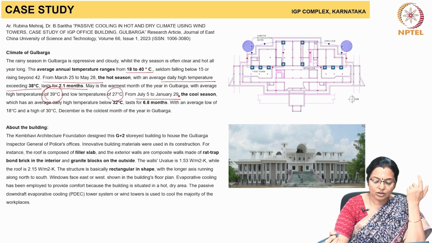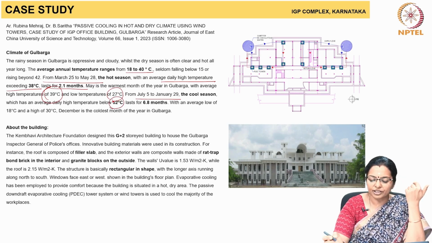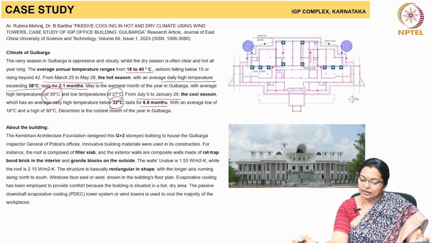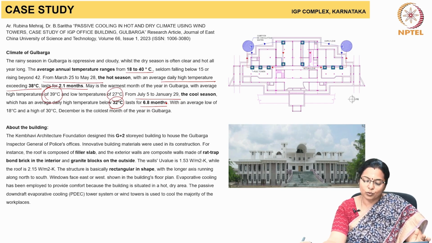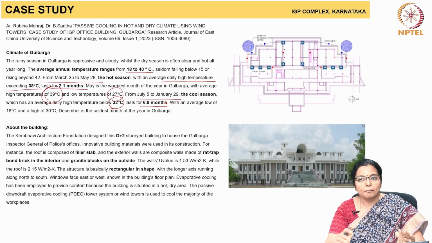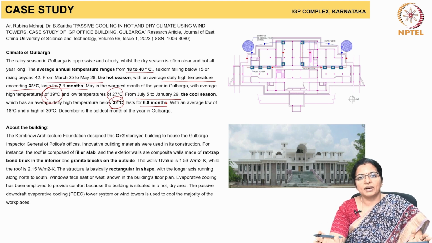July to January is a cool season, but still the average temperature is 32 degrees centigrade and lasts about 7 months. If we look at the building, the IGP building is a ground plus 2-storied structure to house the Gulbarga IGP's office.